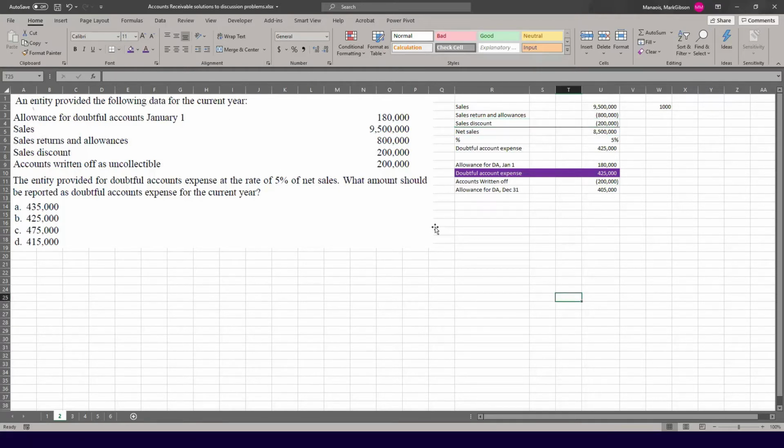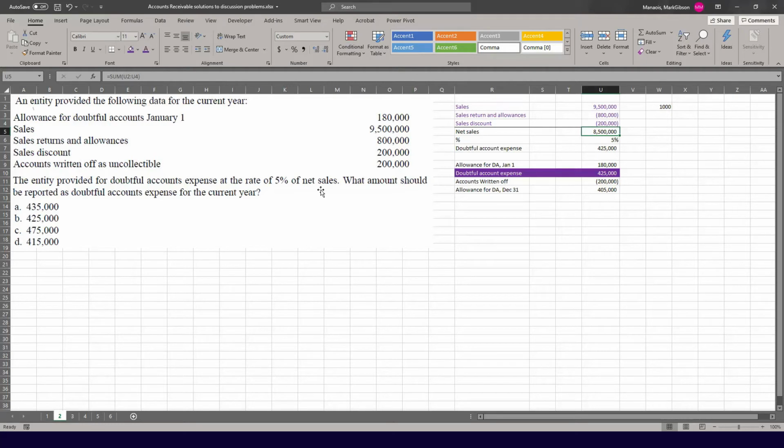So paano yun? We have sales of 9.5 million. Sales returns and allowances of 800,000. That's given class, ha? Wala pa tayong ginagawa. Then sales discount of 200,000. So get the difference para mag-arrive tayo sa net sales. Tandaan, because the method used is 5% of net sales kasi 'di ba isa sa mga method natin is percentage of sales, no? So be careful kasi it could be gross sales or net sales, no? So depending on the requirement of the problems.